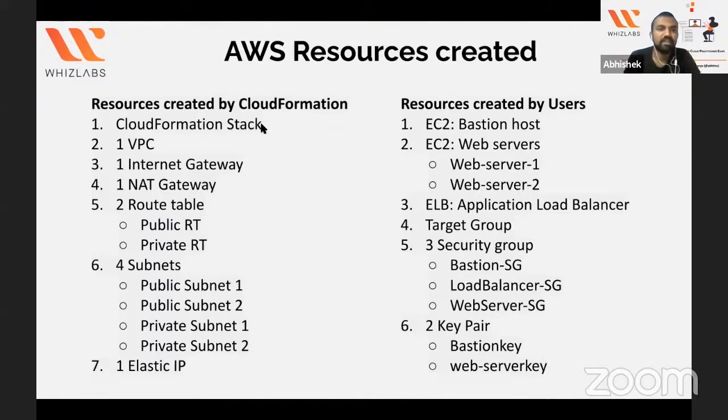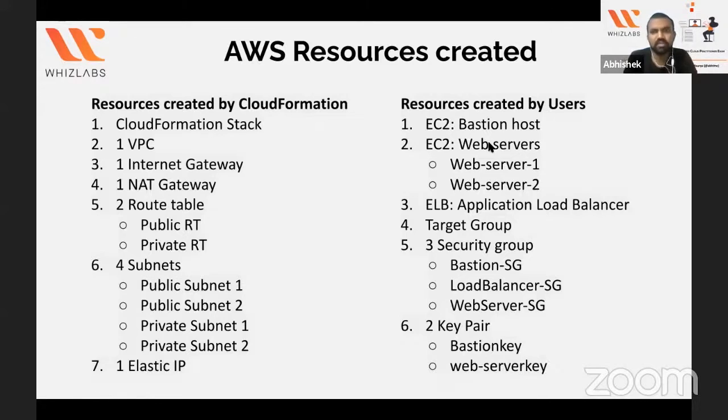So CloudFormation will create a CloudFormation stack, one VPC, one internet gateway, one NAT gateway, and two route tables. One will be public and the second will be private. Then come the four subnets: two public subnets and two private subnets, and one elastic IP. This elastic IP is used when you are creating a NAT gateway. So if you are creating a NAT gateway, an elastic IP will be there.